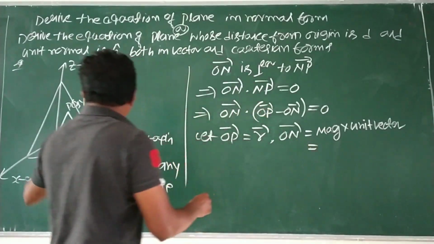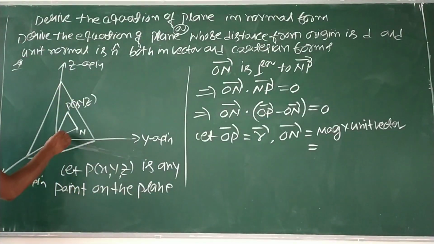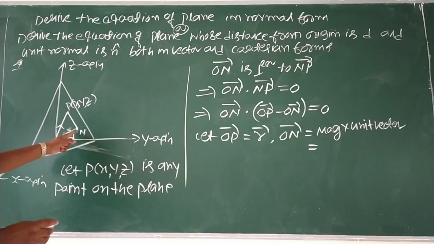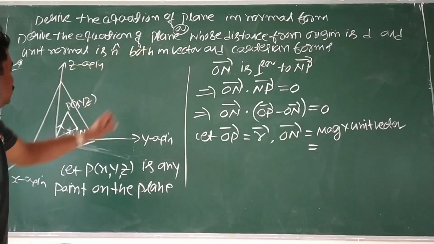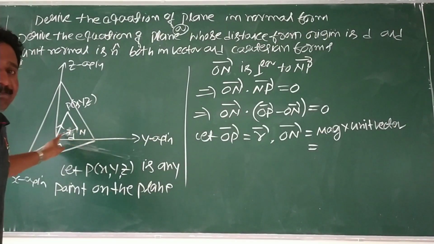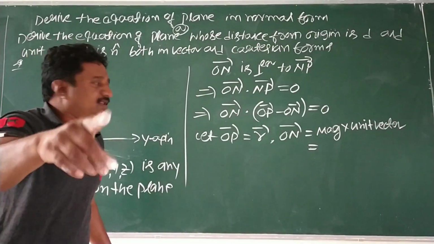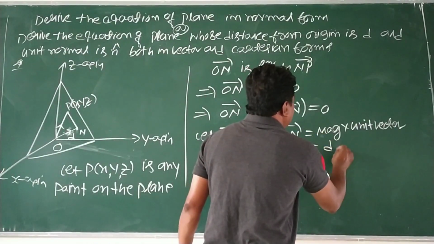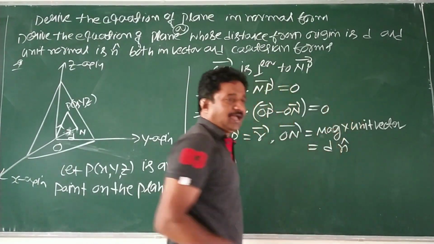The magnitude is the length of ON. Tell me the length of ON, students. The length of ON is D. D is given in our question: the distance of the plane from the origin, D. The magnitude is D. The unit vector is n cap.